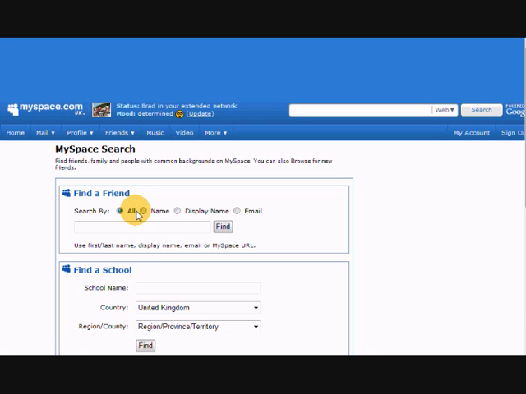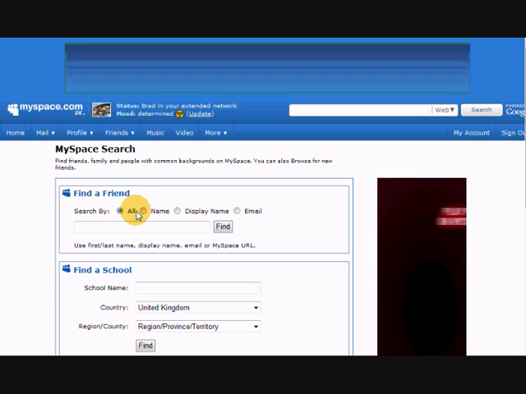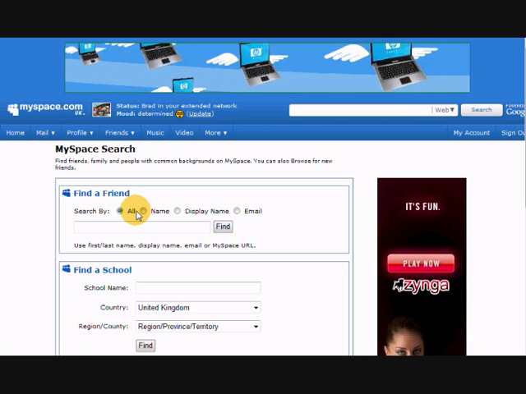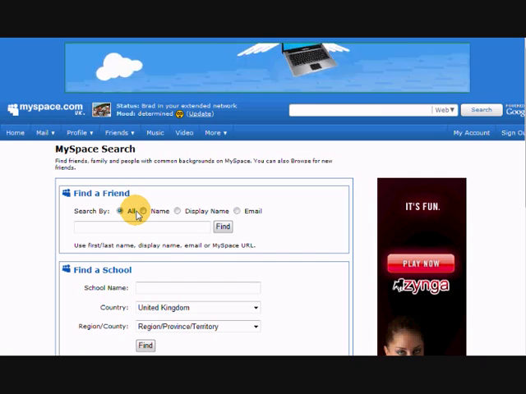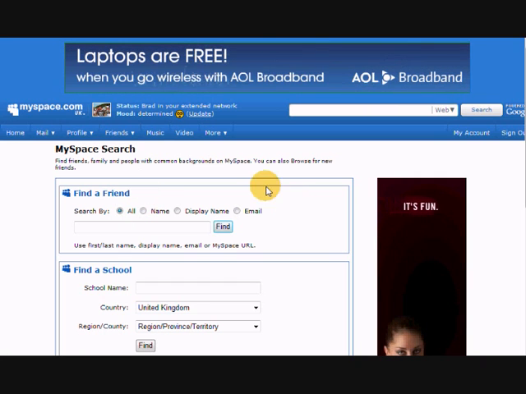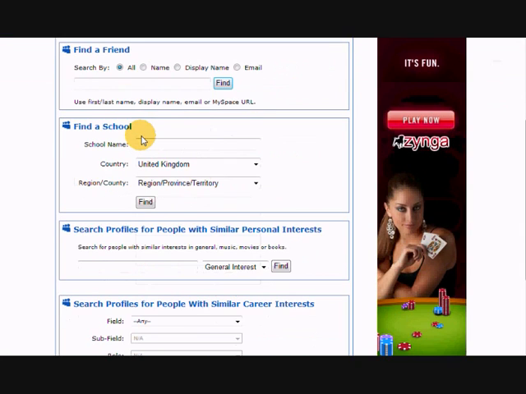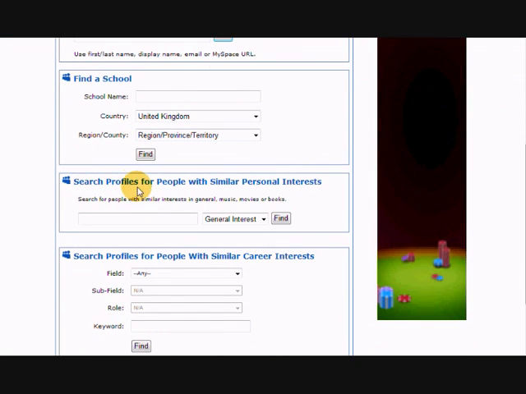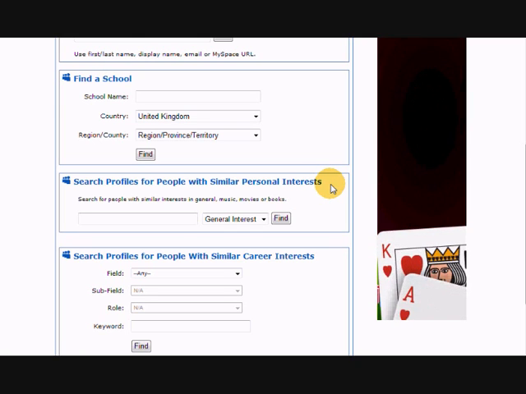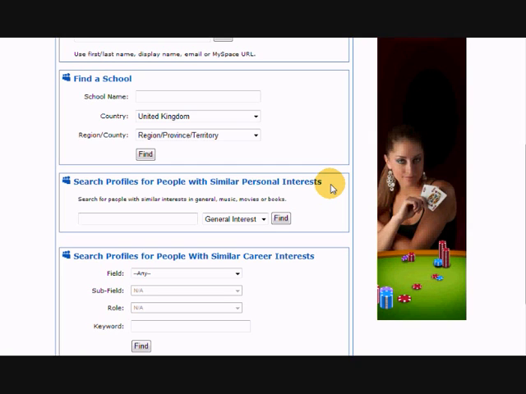Again, if you're already using MySpace, you may be familiar with this, but I'm really speaking now to people that haven't used MySpace before and people that don't know how to target specific people through the MySpace search. So what we would do is come down to search profiles for people with similar personal interests. Now that is powerful. We can tap into over 200 million people, and we can target specific people based on their interests.